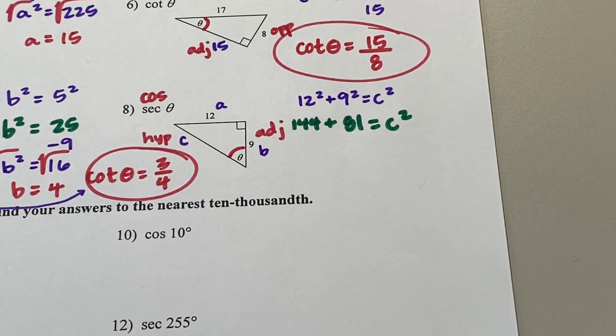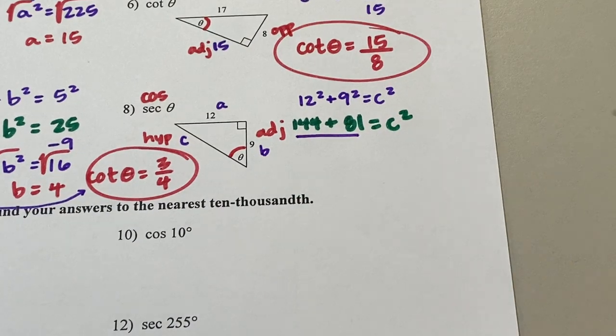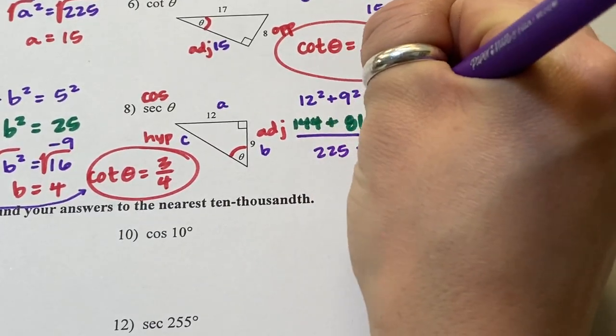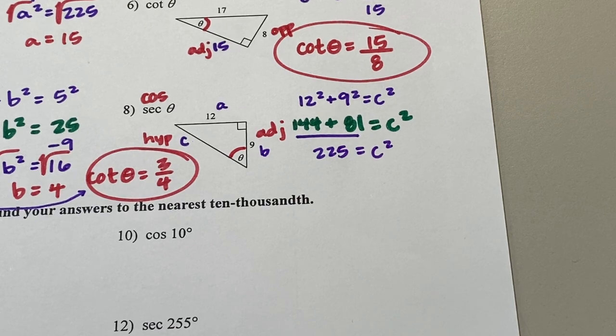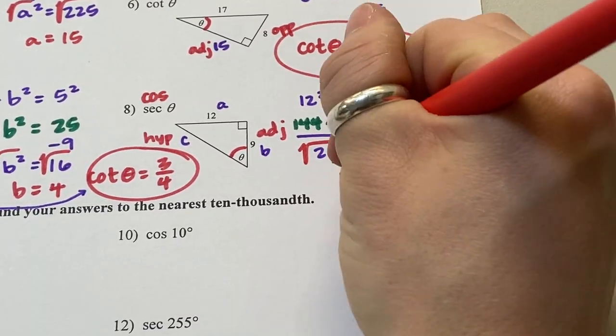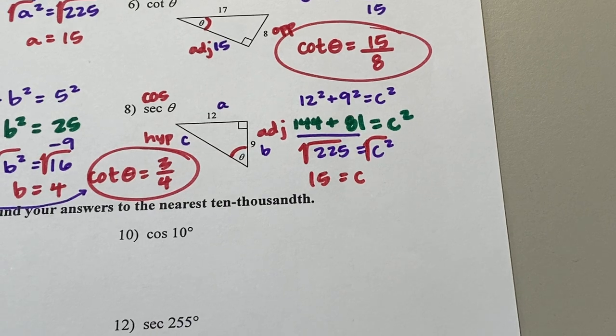Okay, what am I doing with 144 and 81 this time? I'm adding them because they're both on that side. I'm not moving any of them. I just need to combine them. So what is 144 plus 81? 225. Equals C squared. What's my last step to get that squared off? Square root it. And my missing side is 15.